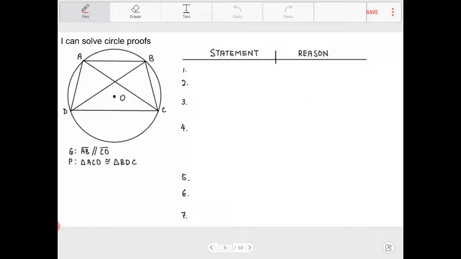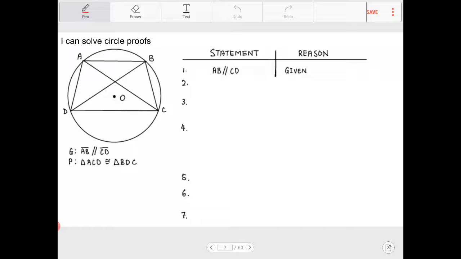Let's take a look at the first proof together. What I have here is a quadrilateral that's inscribed inside of a circle. I have AB parallel to CD. The task is to show that triangle ACD is congruent to triangle BDC. Let's pause the video for a moment and try this out on your own. Draw over this and see if you can make certain arguments come out. So hopefully you guys had some time to think about this.